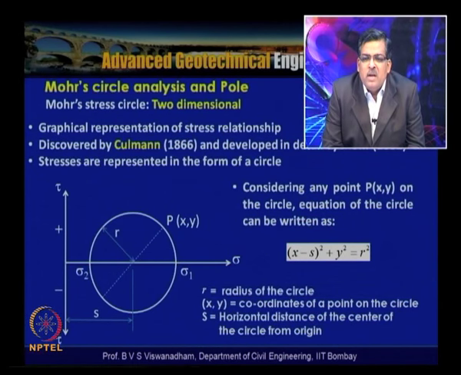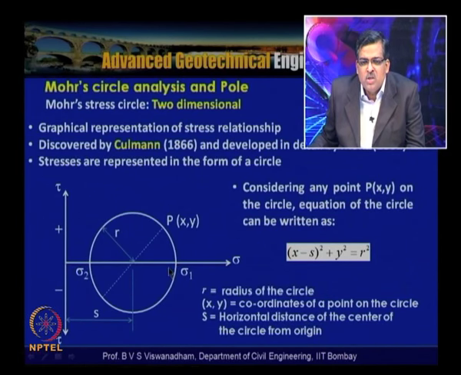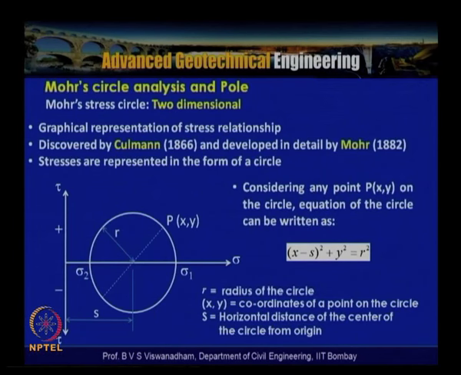Considering any point P(x, y) on the circle, the equation of the circle can be written as (x minus s) whole square plus y square is equal to r square, where r is the radius of the circle, x and y are the coordinates of a point on the circle, and s is the horizontal distance of the center of the circle from the origin. So you can see that this is the circle where this stress is sigma 1. This magnitude from here to here is sigma 1 on the tau sigma space, and this ordinate is sigma 2, and this is the radius of the circle. This is called the Mohr stress circle on tau sigma space.